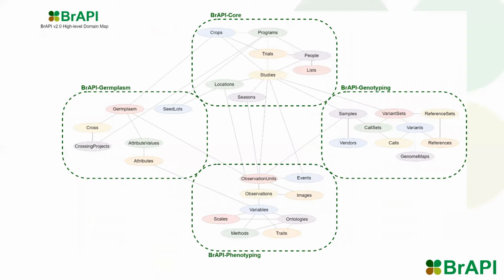BrAPI version 2 was released in March of 2020. Here's a high-level map of all the different domains and data structures BrAPI can handle. BrAPI Core deals with organization and trial management. BrAPI Germplasm deals with germplasm and accession management. BrAPI Phenotyping deals with trait and observation data. And BrAPI Genotyping deals with samples, markers, and sequence data. More details on the full specification is available at BrAPI.org.